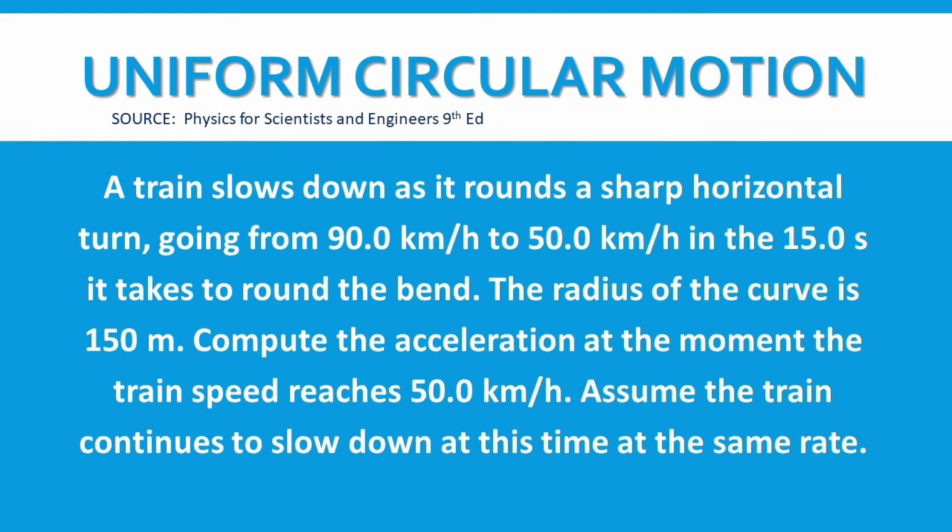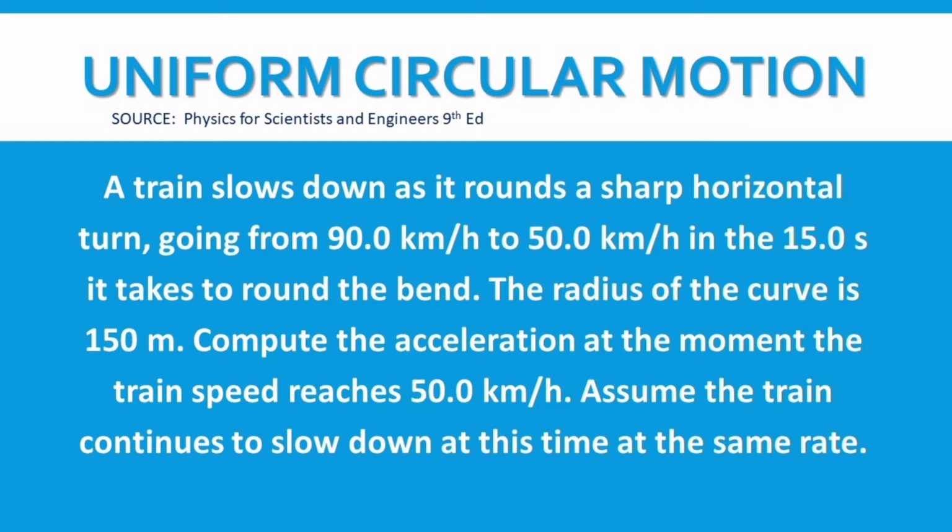A train slows down as it rounds a sharp horizontal turn, going from 90 km per hour to 50 km per hour in the 15 seconds it takes to round the bend. The radius of curvature is 150 meters. Compute the acceleration at the moment the train speed reaches 50 km per hour, and assume that the train continues to slow down at the same rate.